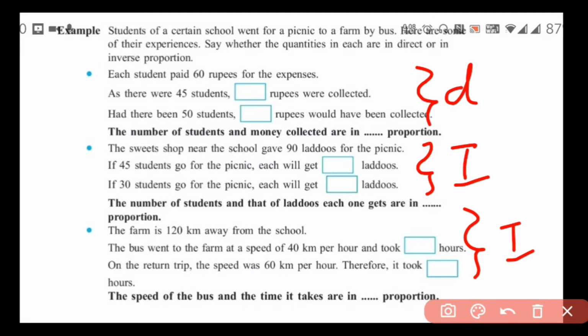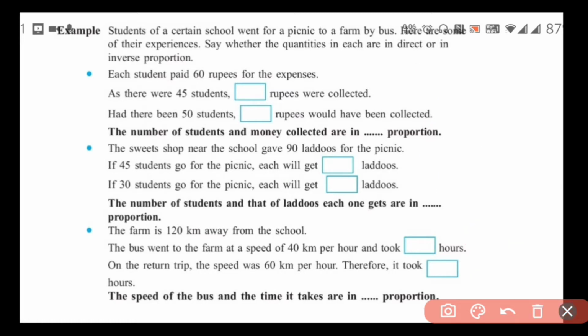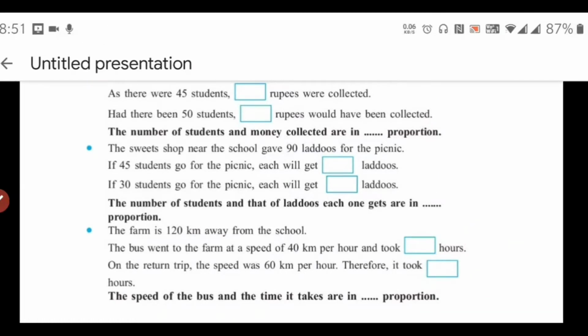In the third part, the speed is increasing but the time it takes to reach the destination is decreasing. So in this way, we have to find whether there is an inverse proportion or a direct proportion in the given two quantities. So from this, what can we say about the definition of inverse proportion?